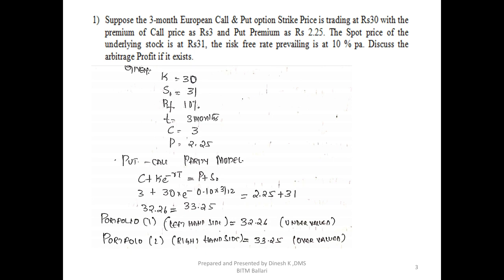This is what keeps on changing in the market. Fine. The price, that is the premium, is given. The spot price of this underlying asset is trading at 31 rupees. Risk free rate is 10%, and we need to discuss the arbitrage profit.